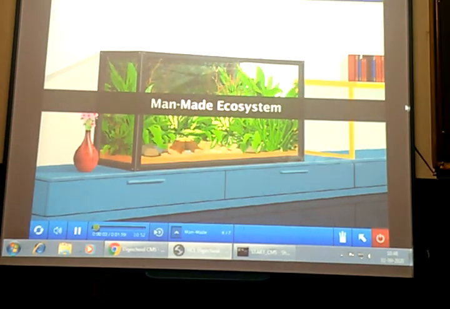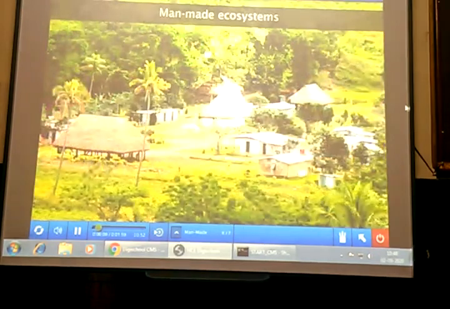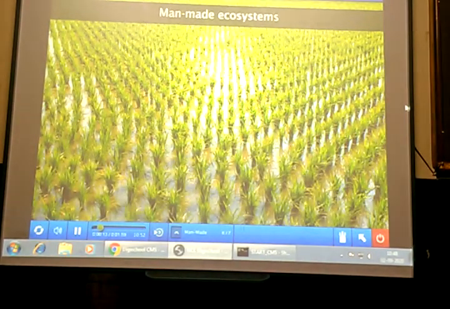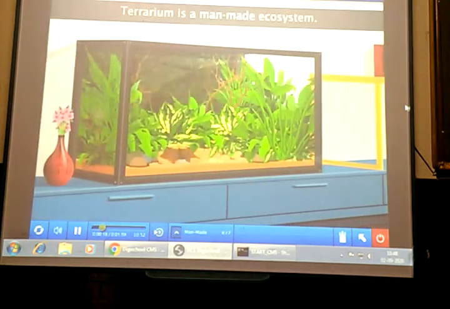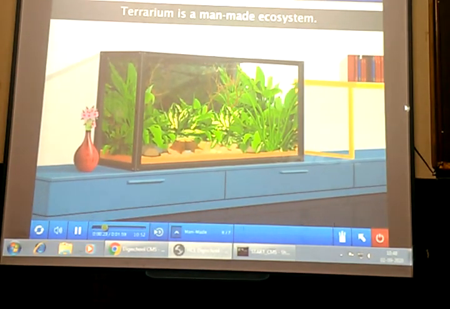Man-made ecosystem. The parks in your neighborhood, villages, and tracts of agricultural land are man-made ecosystems that help to meet our immediate needs. To understand this better, let us take the example of a terrarium.